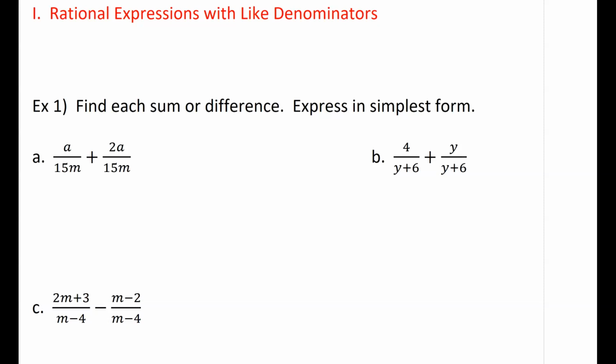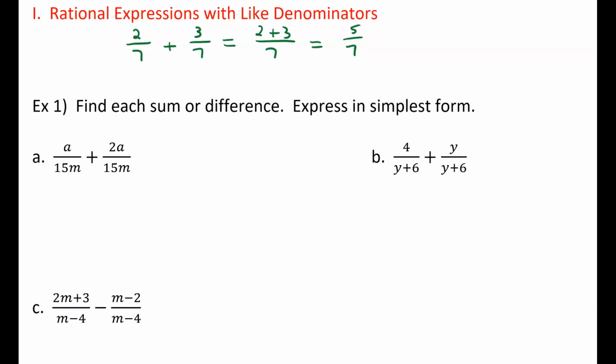All right, so let's think back to when we first started learning to add fractions. Let's say I have 2 over 7 plus 3 over 7. The denominators are the same, which means, what's the only thing we have to do here? Add the numerators. So this becomes 2 plus 3 over the same denominator, and then we simplify to 5 over 7.